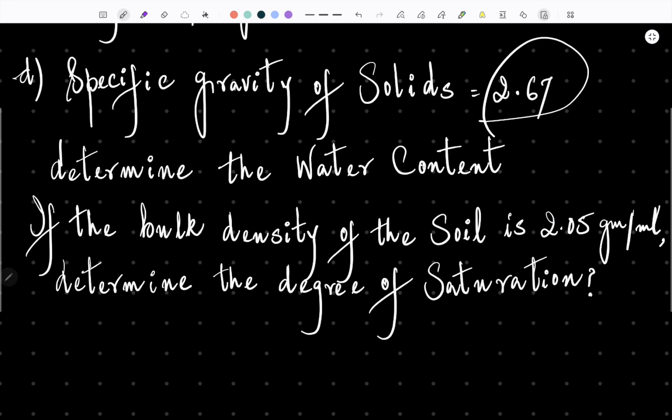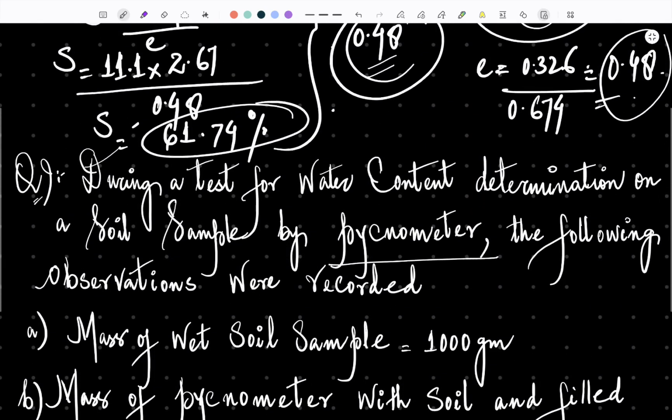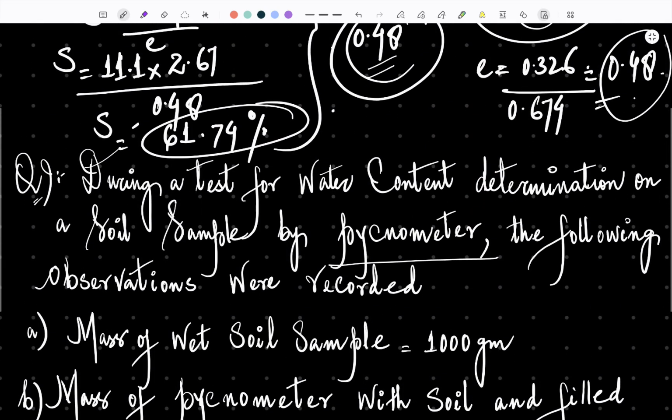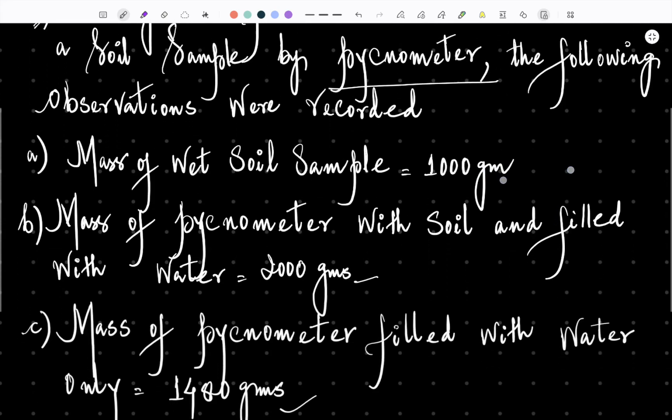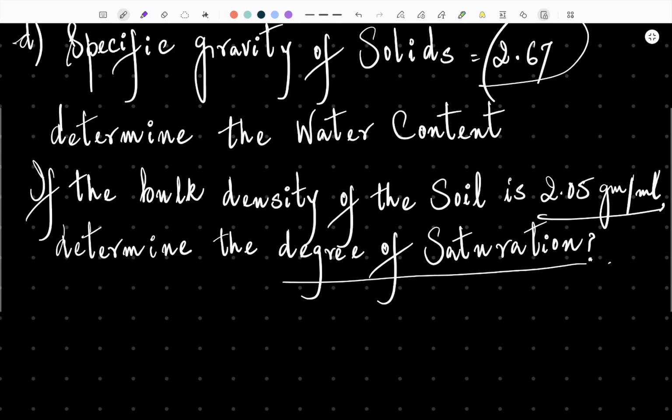Specific gravity of solids is 2.67. We have to determine the water content. If the bulk density of the soil is 2.05 grams per milliliter, determine the degree of saturation. So the first part of the question is to determine the water content, and we have been given certain values for water content determination on a soil sample by pycnometer. Subsequently, it is also given in the question that if the bulk density of the soil is 2.05 grams per milliliter, we have to go on finding the degree of saturation as well.